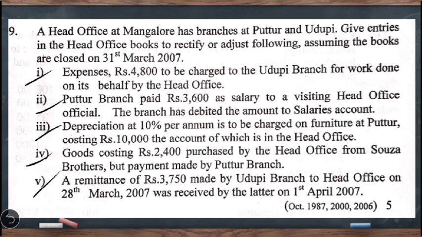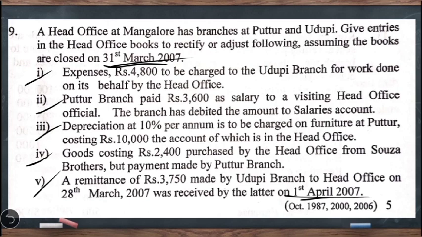The next adjustment, a remittance of rupees 3,750, nothing but cash sent amounting to rupees 3,750 made by Udupi branch to head office on 28 March 2007, was received by the latter, meaning head office, on 1st April 2007. Now we have to see when the financial year ends. It is given here that the financial year ends on 31st March 2007, but the cash has reached the head office on 1st April 2007, which means that the remittance did not reach the head office till the last day of the financial year. So it should be taken as cash in transit.